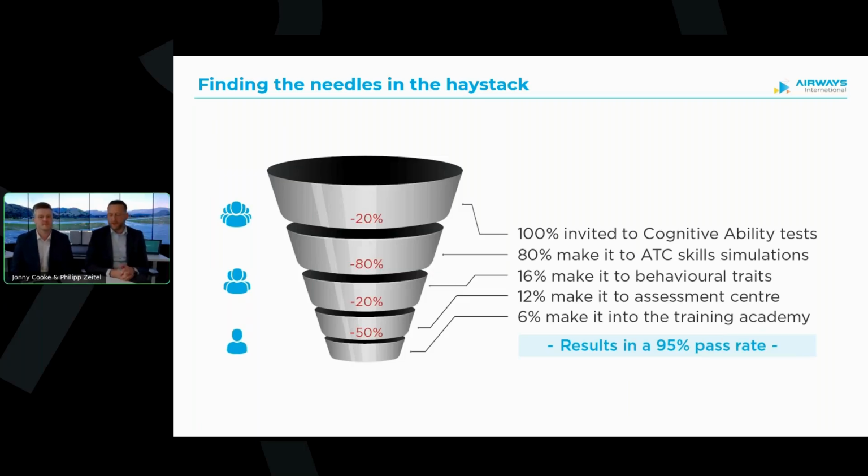What I would quickly like to mention is that we are taking a lot of credit for the high pass rates, and they are definitely a contributing factor, but without the right training that follows that selection process, we wouldn't be able to achieve those pass rates. And that's not only our ab initio training, that's also our operational and on-the-job training. So it's not just about finding the right needle, it's also making sure that the needle gets the right training.